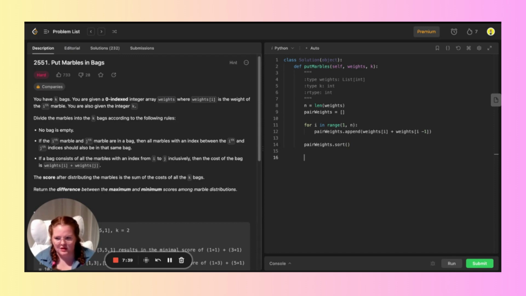So then I want to get the sum of K minus 1 for the largest pairs. Yeah, I think that's what I want to do. And then I will want to get the sum of K for the smallest pairs, or vice versa. So let's say for this, we're going to say max score equals, and then I'm going to do min score equals, because we already know this is going to be the sum.